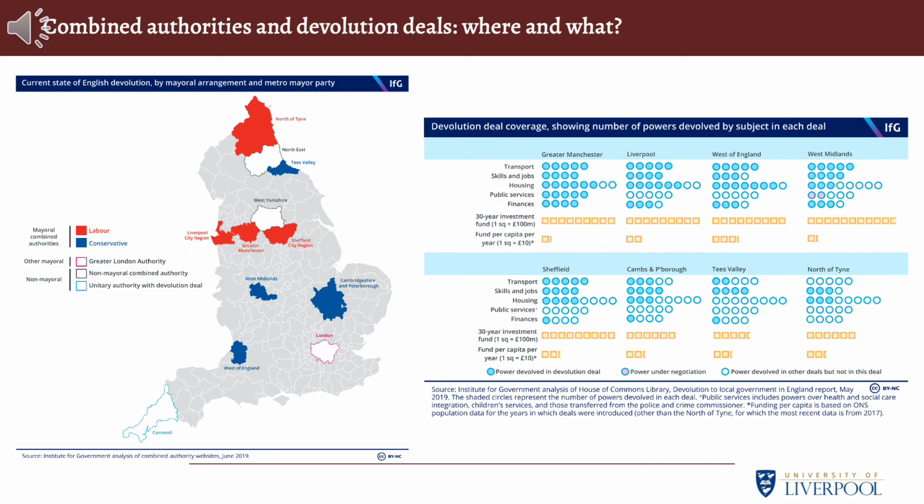So this is another some great graphics from the Institute for Government as well, which outlines different powers that different authorities have over certain areas. Just to really bring home the case that no two are the same, but also the different level of funding and the 30-year investment fund that they receive. Okay, I really want you to understand that these are not uniform powers given to these organisations. Okay? The idea is that they're meant to be responsive to local need.